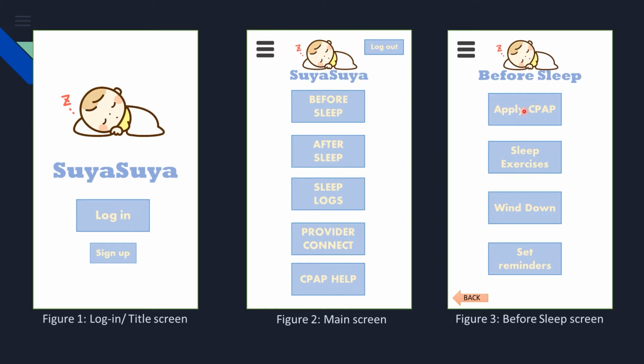Apply CPAP will show the screen represented by Figure 4 on the next slide. Sleep exercises will contain video guides of oropharyngeal exercises. Wind down will have information and tips about proper sleep hygiene and the option to use guided meditation to assist with sleep and anxiety with additional relaxation functions such as calming audio or relaxing sounds. With set reminders, the user can set notification reminders or alarms to begin to get ready for bedtime and will serve as a reminder to go into the app.